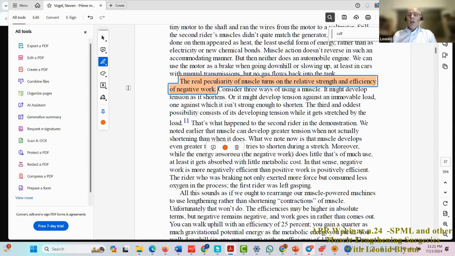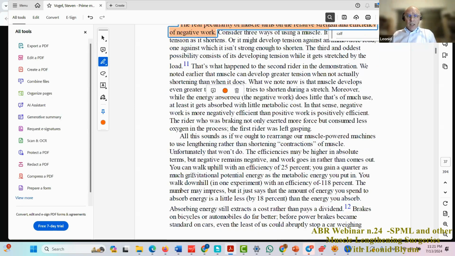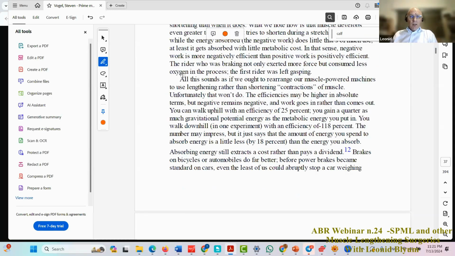But okay, how about the negative work? How about the loads which are coming into the body? Because later on, he discussed this in this way. Say, well, it all sounds as if we need to rearrange our muscle-powered machines to use lengthening rather than shortening contractions of the muscle. And then, unfortunately, that won't do. The efficiencies may be higher in absolute terms, but negative remains negative. So it's not the extra work which is being done, it's the work which is done at you.